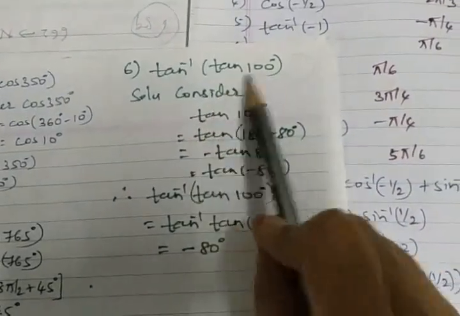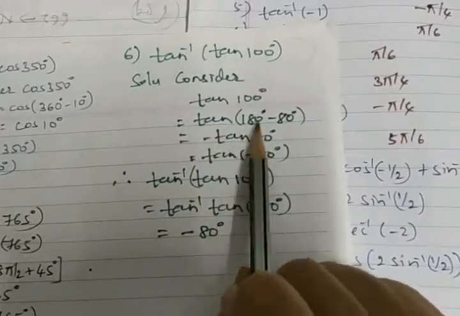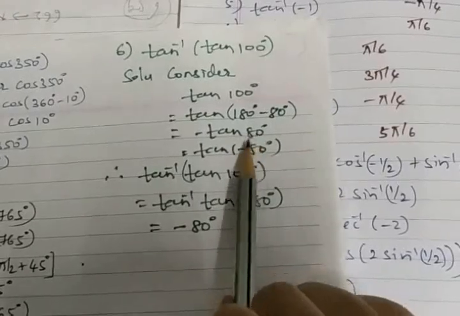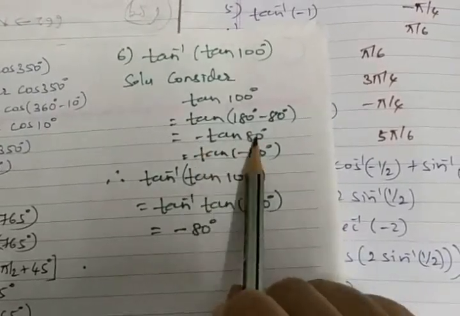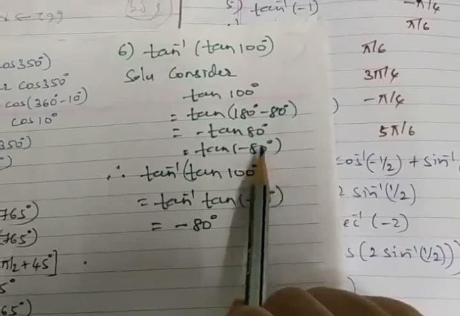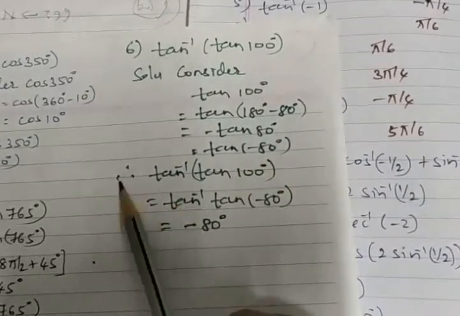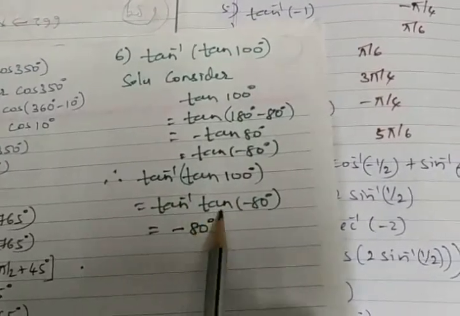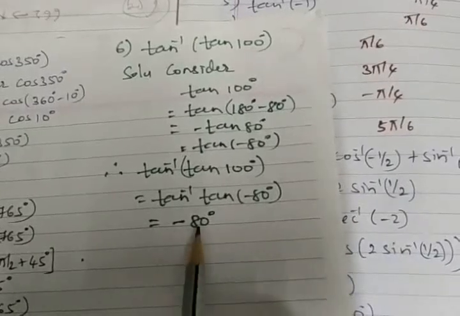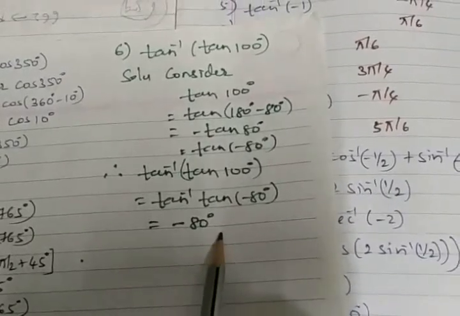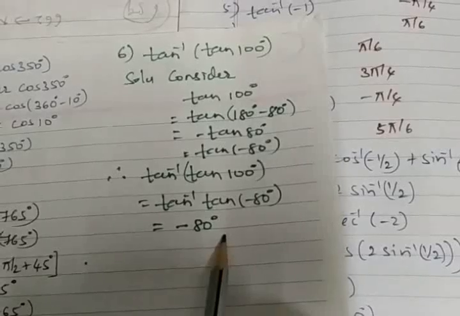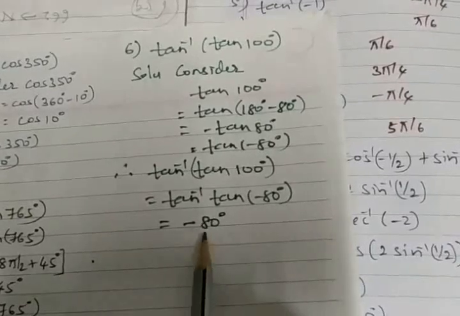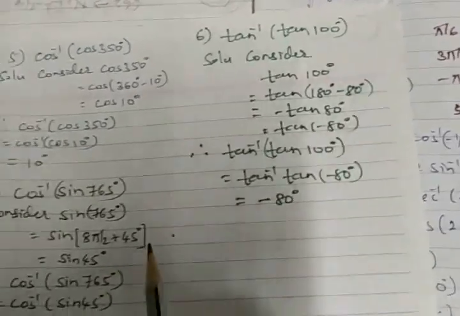I had taken here only tan of 100 degrees. It's tan of 180 degrees minus 80 degrees. Simplification I had done, which will simplify to minus tan 80 degrees, which can be taken as minus tan theta, which is tan of minus theta. It's tan of minus 80 degrees. Back to the question, tan inverse of tan of 100 degrees is taken as tan inverse of tan of minus 80 degrees, and this minus 80 degrees will be the final solution, which lies in the range of minus pi by 2 to pi by 2 closed interval. So this should be the answer. If you're comfortable with the radian measure, conclude the answer in radian measure also.